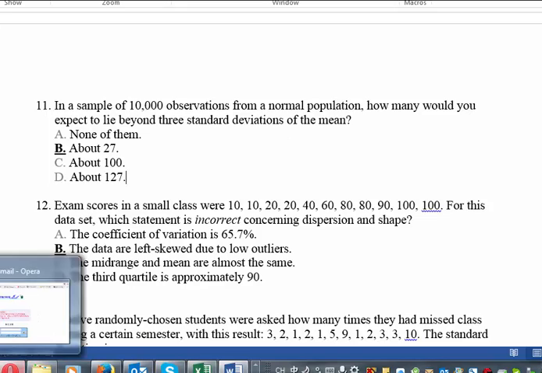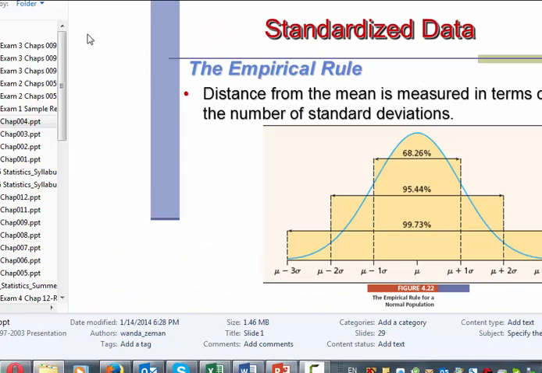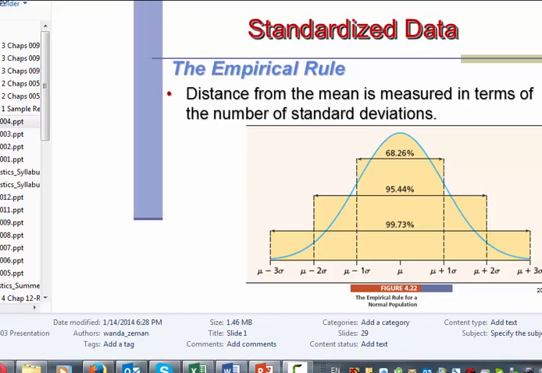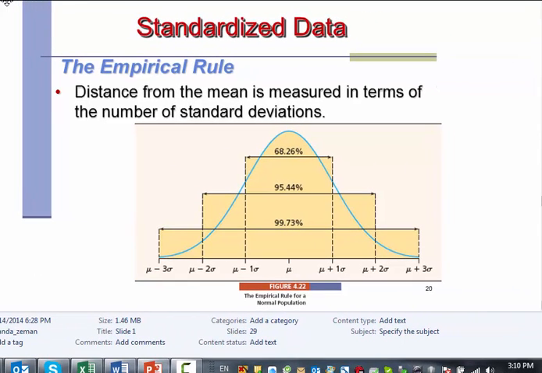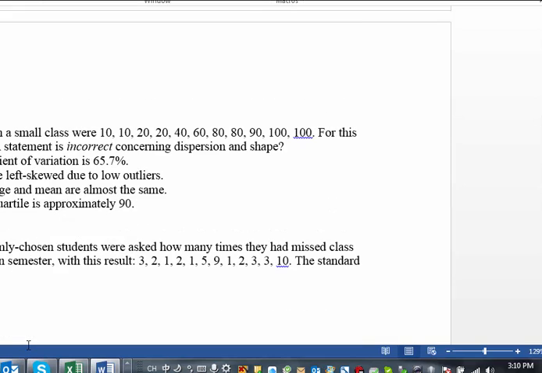Let's look at the empirical rule here. If you remember the empirical rule, it says, right here, within 3 standard deviations, from here to here, you should have 99.73% of the observations. 99.73%, right? Let's go back to the question. If you have the 99.